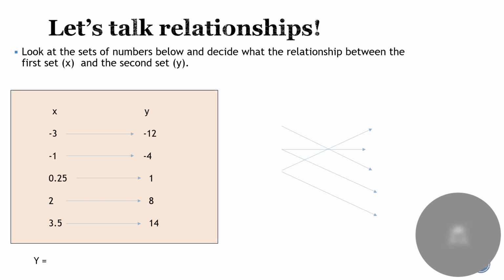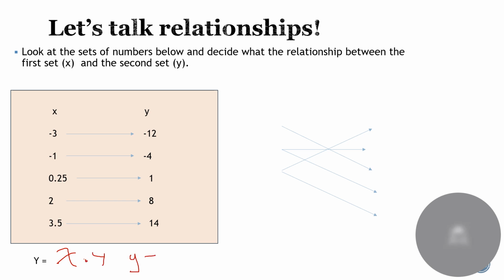Okay, and the way we might write this out is we would say, Y is equal to... You might have described it in words. You might have said, if you take X and you multiply it by 4, you would get your Y value, which would be the case. And so you could say Y is equal to X times 4. Except we wouldn't write it that way.